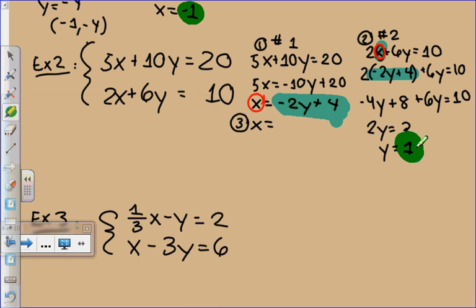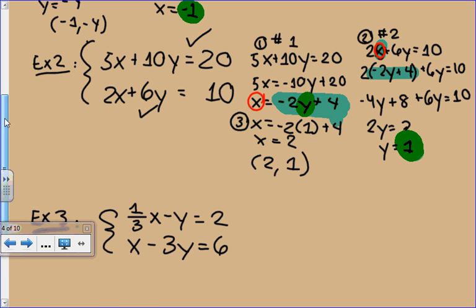Instead of writing our 1 to be down there, we're going to fill them in up here. So negative 2 times 1 plus 4. Are we going to test that? That's the answer? All right, let's check it out. 5 times 2. 10 times 1. 10 and 10. 20. Check. Okay, 2 times 2. 6 times 1. 4 plus 6. 10. There we go. Good deal.